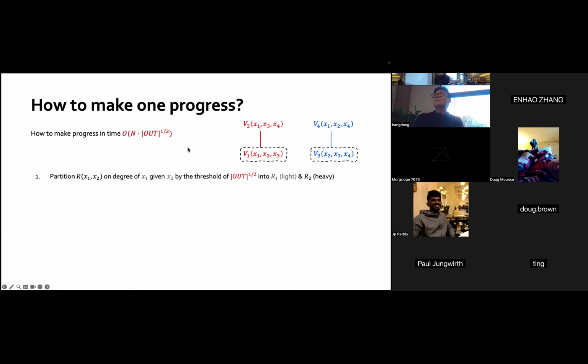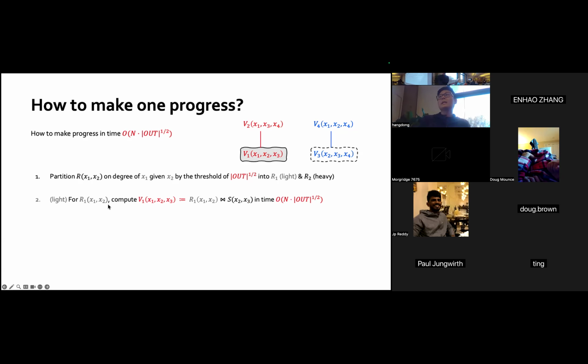And the idea of doing so is very simple. You take your relation R and you partition by the degree of x1 given x2, by its heavy or lightness. So for the heavy part, we'll have a different treatment than the light part. We partition it by the threshold of square root of out. For now, just assume that we know the output size magically. There are ways you can remedy this, but assuming you know this, you partition it in 2 pieces, light and heavy.